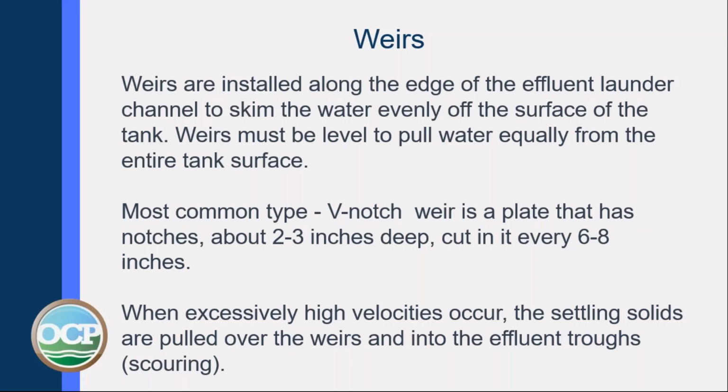The most common type of weir used is the V-notch weir. It's a plate that has notches about 2 to 3 inches deep, cut in every 6 to 8 inches. When excessively high velocities occur going over the weir, the settling solids are scoured from the bottom of the tank and are pulled over the weirs and into the effluent troughs.